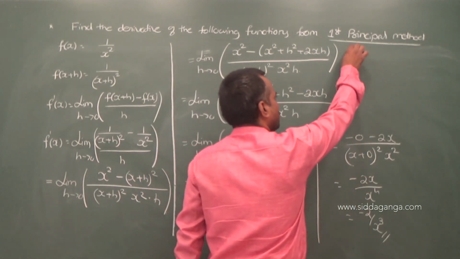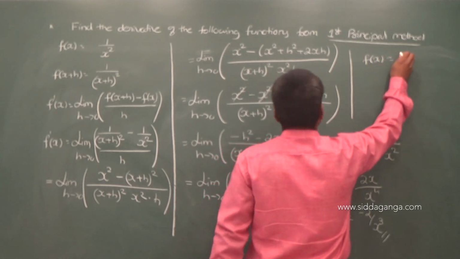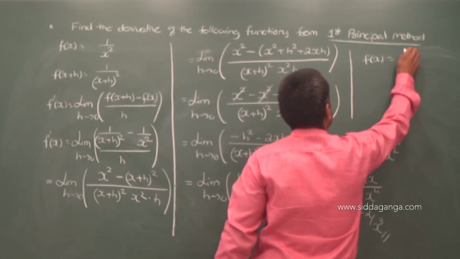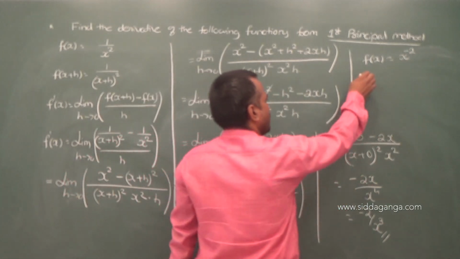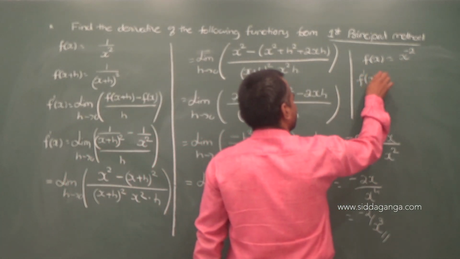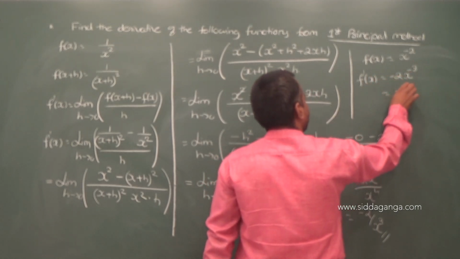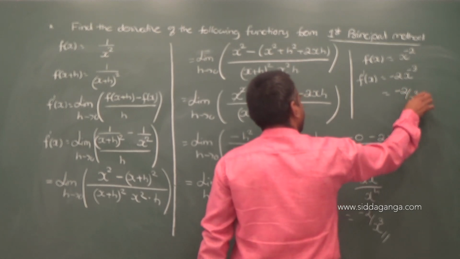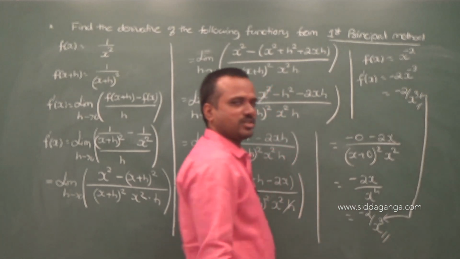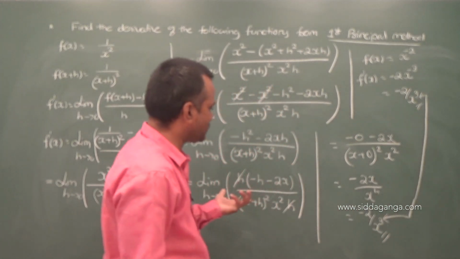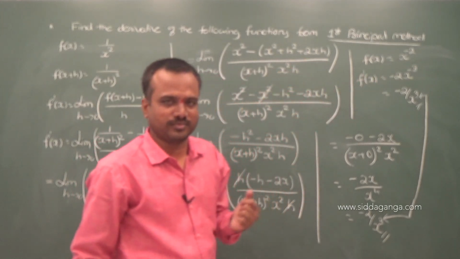If you want, I solved here. Derivative: 1 by x square is written as x to the power minus 2. Verify whether the answer is correct or not. F dash of x is minus 2 into x to the power minus 2 minus 1, that is minus 3, so minus 2 divided by x cube. Observe both the results. Both the results are same. This is from first principle. This is using the formula.